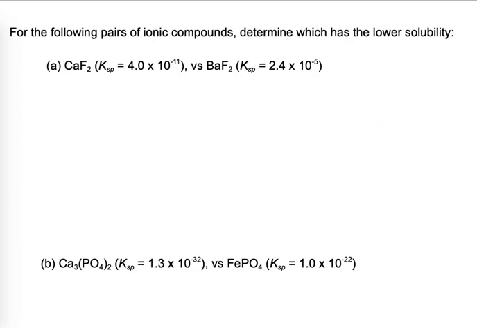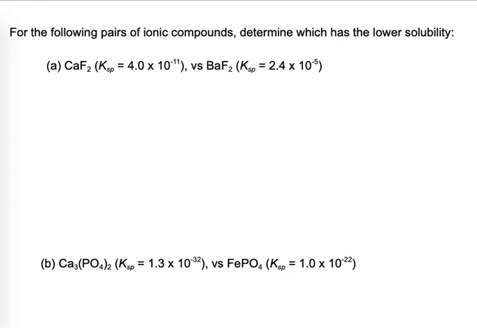Now, here I'm giving you two pairs of ionic compounds and their corresponding KSP values, and I'm asking you to determine which one has the lower solubility. In A, I'm given calcium fluoride and barium fluoride, and as you can see, their KSP values differ by a factor of about 1 million. Barium fluoride is about 10 to the 6 times more soluble than calcium fluoride. So the question is, do we need to do any calculations to determine which is less soluble?